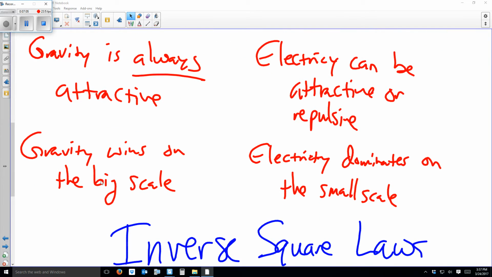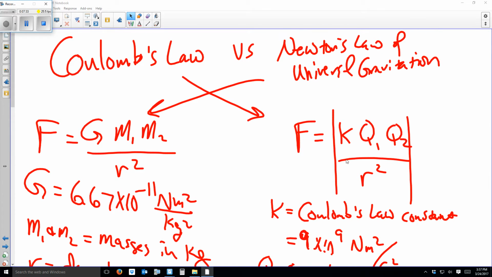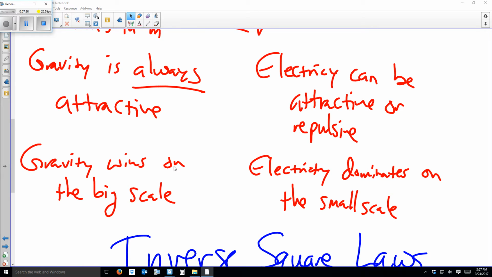When we get up to large objects, typically those objects will negate themselves electrically. So when we get very large objects like planets and stars, they attract other charges, but then those charges end up balancing out until they become overall neutral. But as they come together, we still end up getting more mass, and with gravity, it just keeps adding on and on and on. We're not losing any of that charge. So gravity wins on the big scale, but electricity, on the smaller scale, is going to be much more relevant, a larger magnitude of force.